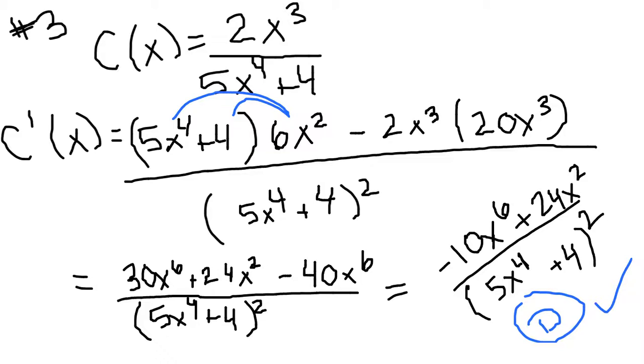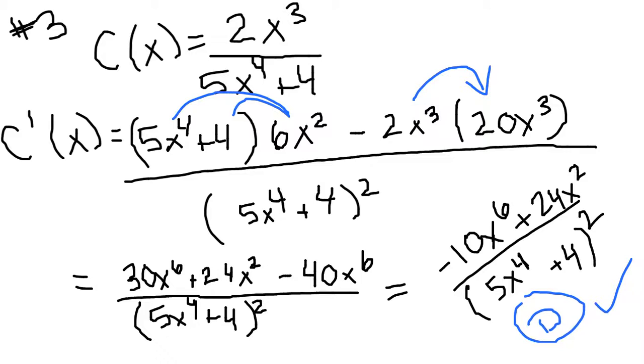And then again, I just go ahead and multiply the negative 2x cubed times this 20x cubed, and that's where I get this negative 40x to the 6th. And we're just keeping this denominator here because we haven't done anything to this. Now all I do is combine the like terms, so 30x to the 6th minus 40x to the 6th. That's where this negative 10x to the 6th comes in. And then we're just keeping the 24x squared.